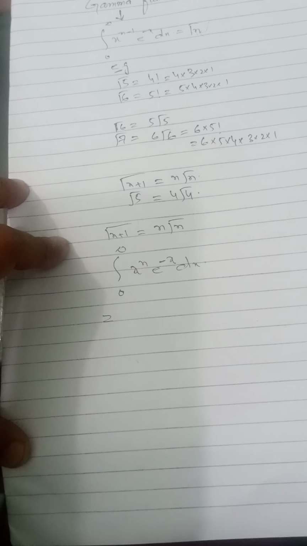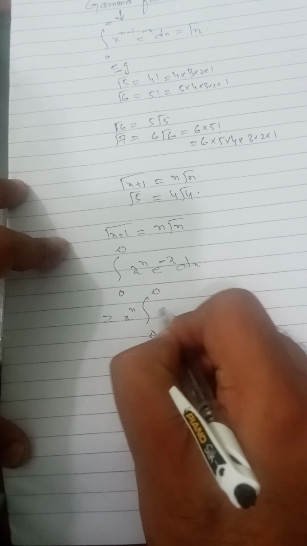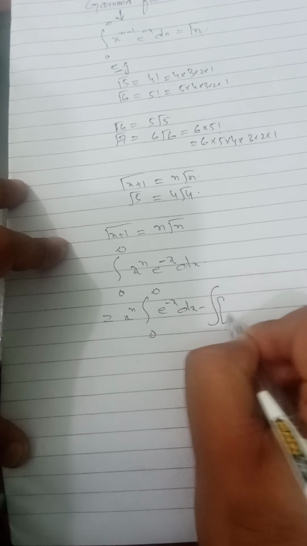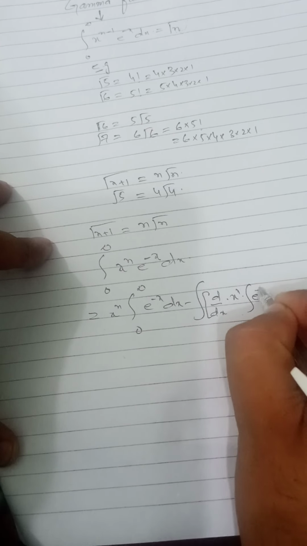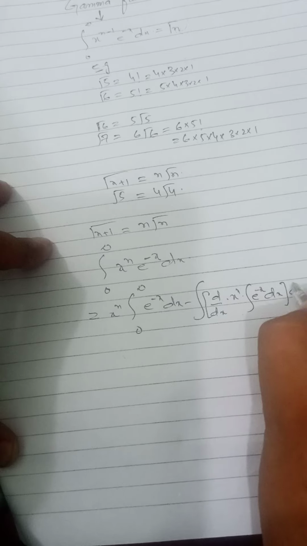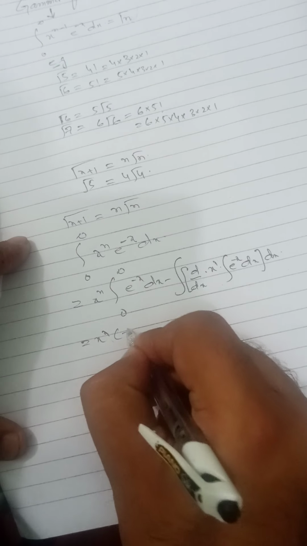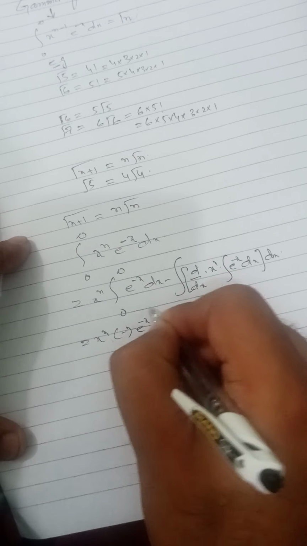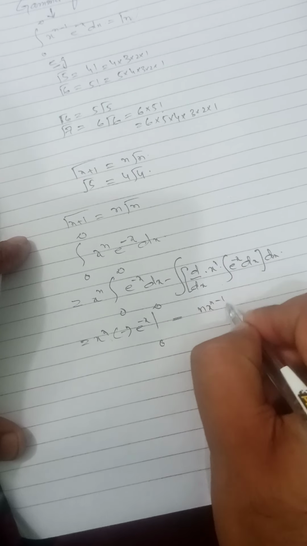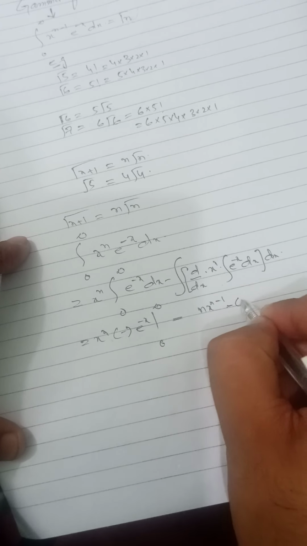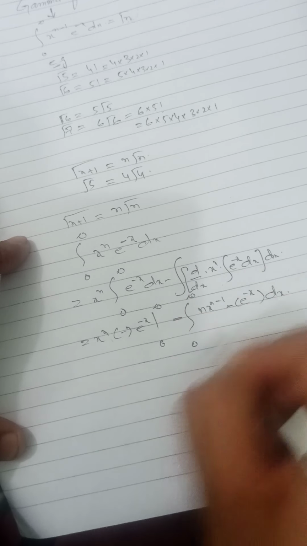So by integration by parts, I'll solve this. First function times the integral of the second function, minus the whole integral of the derivative of the first function times the integral of the second function dx, with upper and lower limits. The derivative of x power n is n x power n minus 1, and the integral of e power minus x is minus e power minus x, with limits from 0 to infinity dx.